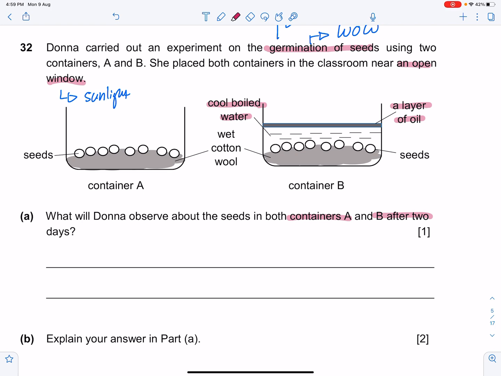So since we already know that this question is obviously on germination, and they're testing us on it, what should link up in our mind is: what are the factors affecting the rate of germination? Will it even happen? All right. Okay. So let's take a look.